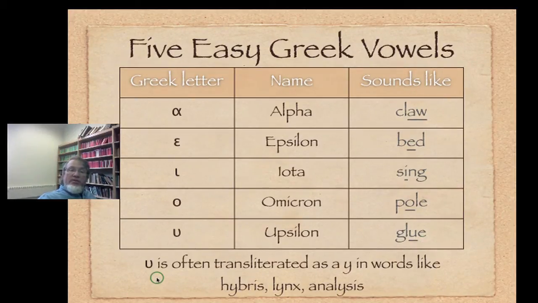When an upsilon occurs in a diphthong, you'll find it transliterated in an English word as a U. You'll have noticed this in words like euthanasia or euphony, EU, epsilon, upsilon. When the upsilon is its own vowel, when we borrow a Greek word and bring it into English, we'll turn that solitary upsilon vowel into a Y. And so you will have seen it in words like hubris and lynx and analysis.